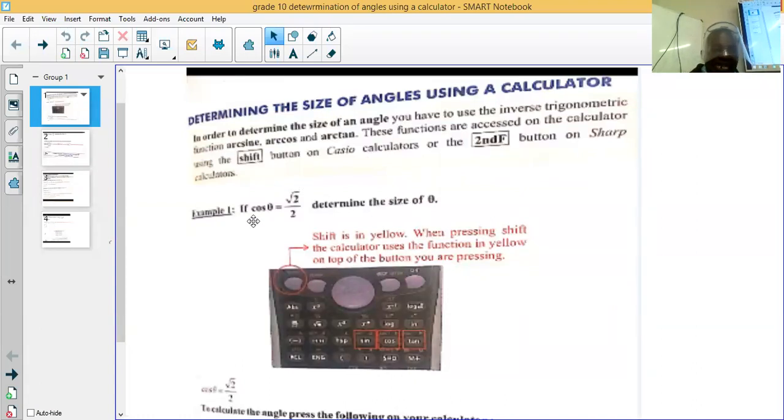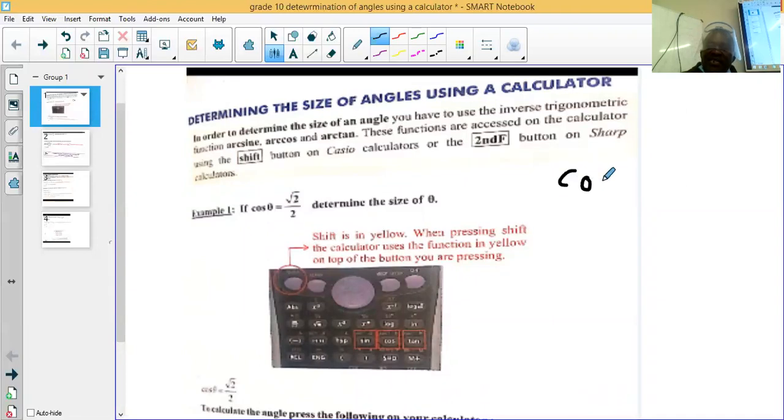So now let us look at this one. Let us look at if we have cosine theta equal to √2/2. First of all, we have cosine theta equal to √2/2. Our intention is to find the angle theta. How do we find the angle theta?